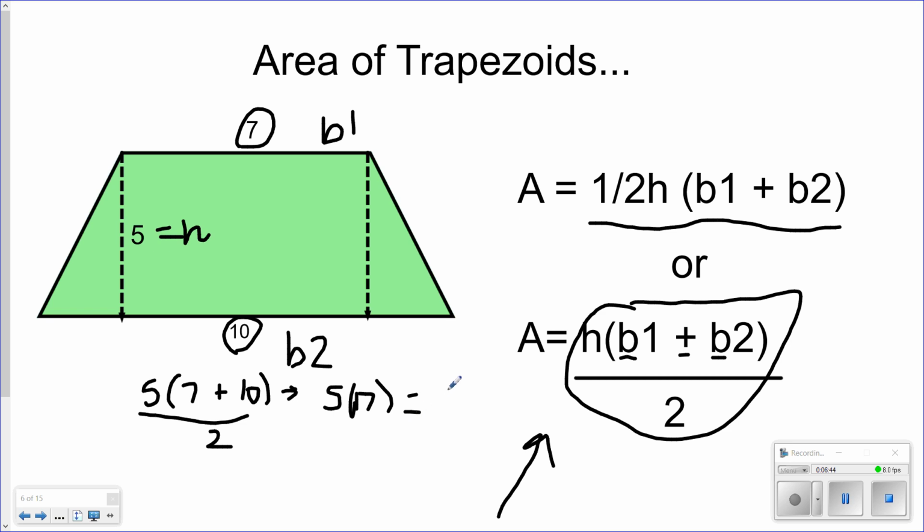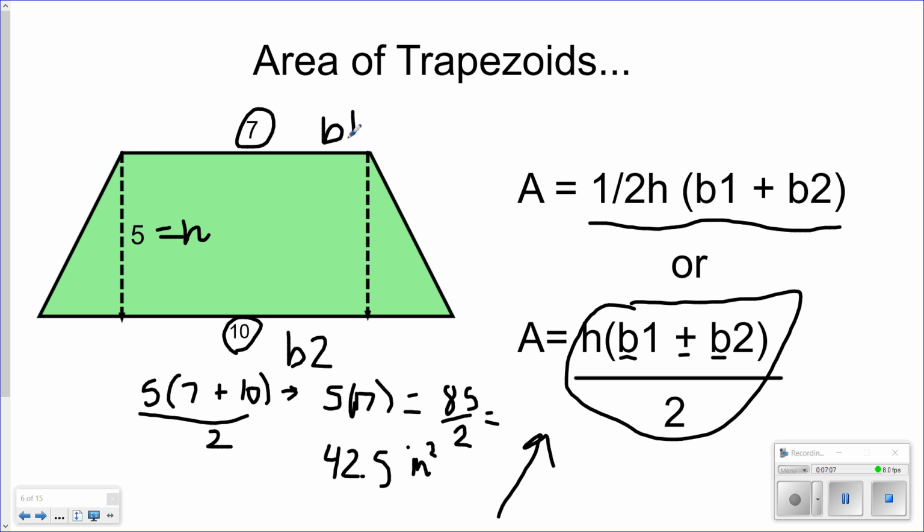5 times 17 is 85. And then I would divide by the 2. You have to do the top part before you do the divide by 2. And then you get 42.5. I don't have any units, so we'll just say inches squared. So you have to be careful with your base 1 and your base 2, and remember it's a plus sign in here.